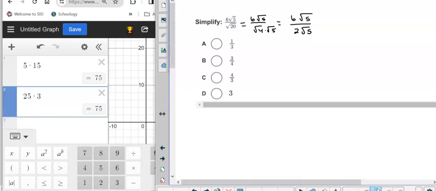And then what happens here is these two get crossed out. They divide each other out. So that's just 1. So that would be 6 over 2, which is equal to 3. And honestly, if you just put this in Desmos, since it doesn't have any variables, it'll reduce down to 3. Okay?